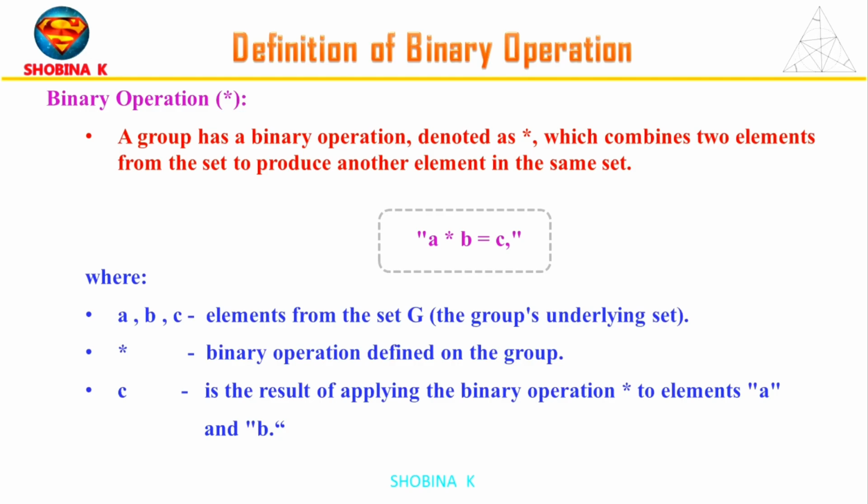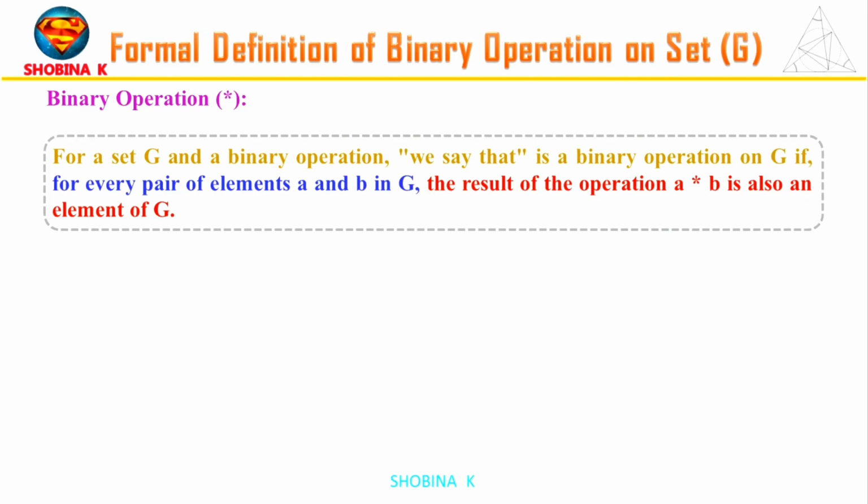Here A, B, C are the elements of set G. The asterisk is the binary operation defined on the group. C is the result of applying the binary operation asterisk to the elements A and B. The binary operations can take various forms such as addition, multiplication, composition, or any other operation defined on the set, depending on the context. The formal definition of binary operation on set G is given here.